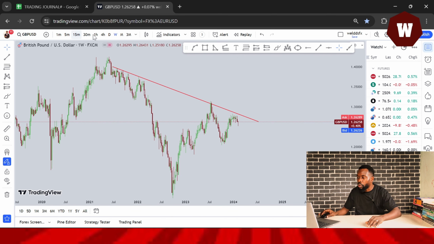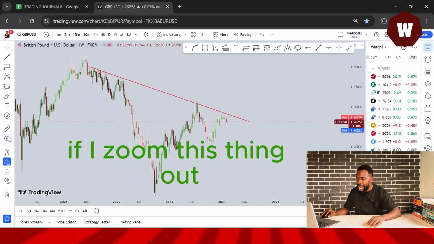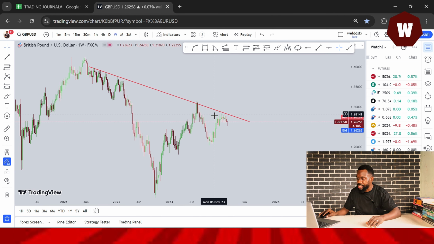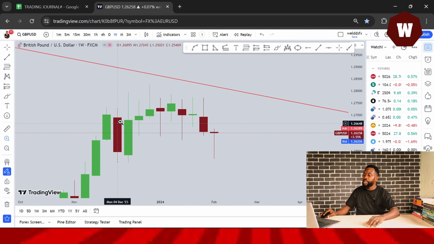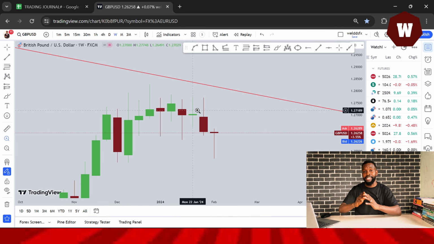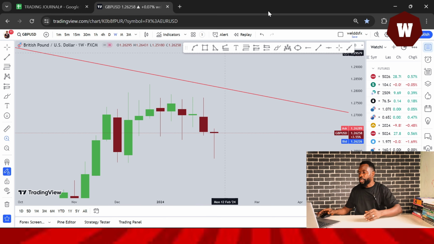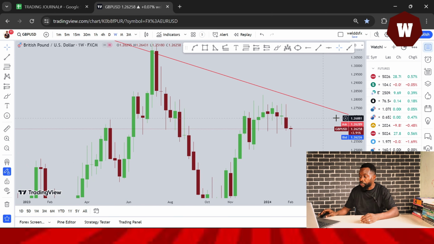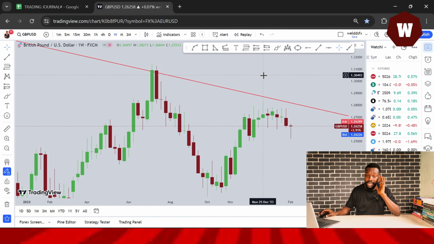Another thing you need to note is, if I zoom the chart out so you can see clearer, you will notice that for so many weeks, 1, 2, 3, 4, 5, 6, 7, 8, 9, for nearly 9 to 10 weeks, the market has not really given a serious movement either to the upside or to the downside. It has been consolidating. That is what the weekly time frame is showing us. So weekly actually favors the downward movement. That is one thing that we should pay attention to.